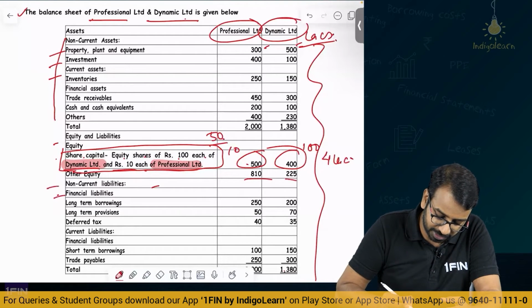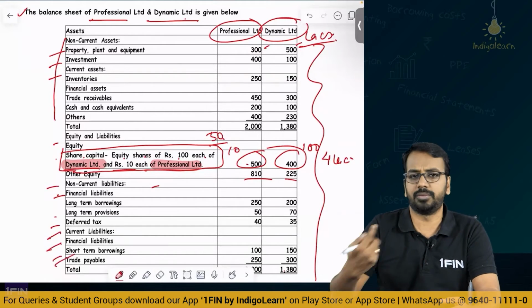Then you have non-current liabilities, financial liabilities, borrowings, deferred taxation, current liabilities, financial liabilities, short-term payables and all of that. So all of these are normal items.